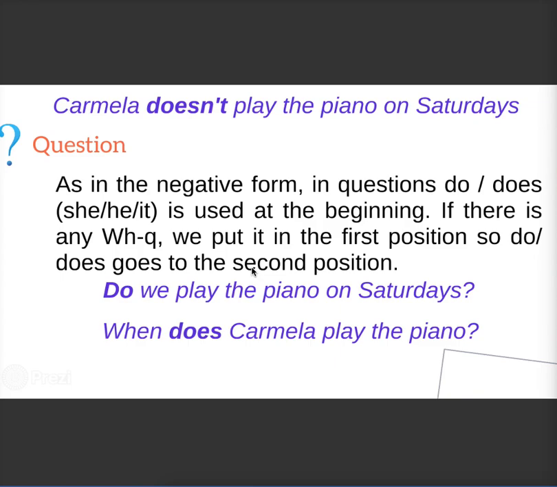So let's take a look at the examples. Do we play the piano on Saturdays? Aquí no hay pregunta con WH, así que solamente hacemos el switch, solamente hacemos el cambio y ponemos el auxiliar de primeras. Do we play the piano on Saturdays? But what about this one? When does Carmela play the piano? Look at this, ya quiero saber cuándo lo hace. When does Carmela play the piano? As I have a WH question, that is going to be the first thing that I put. When, my auxiliary verb, my subject, my verb in infinitive, and my complement.